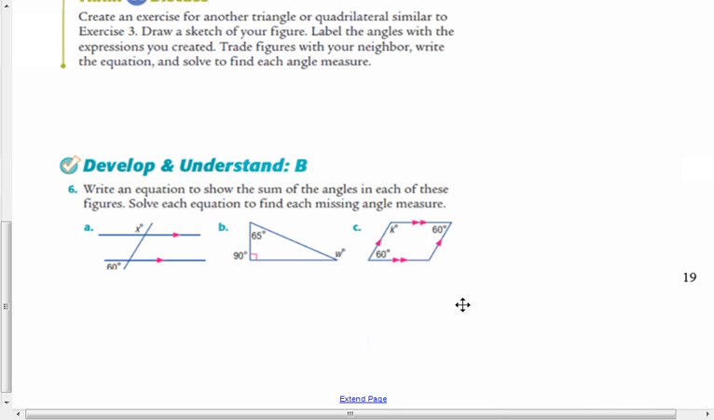All right, that's the kind of thing we're going to do. If you want to practice a little bit more of that, go ahead and see if you can write an equation to find the sum of the angles in each of these, thinking about what you know about the angles when two lines are cut by a transversal and how many degrees there are in triangles and things like that. All right, we'll talk about that the next time we meet in class.